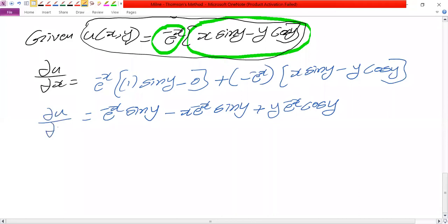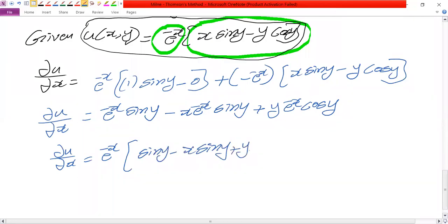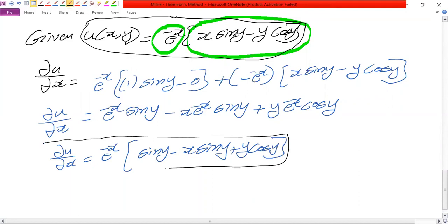Is there any simplification we can do? We can take e power minus x into sin y common, that's enough. Otherwise, if you want, take e power minus x common. So dou u by dou x equals e power minus x into sin y minus x sin y plus y cos y. This is dou u by dou x. Now we need to find dou u by dou y. For finding dou u by dou y, check it out.